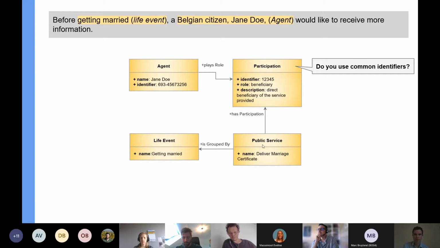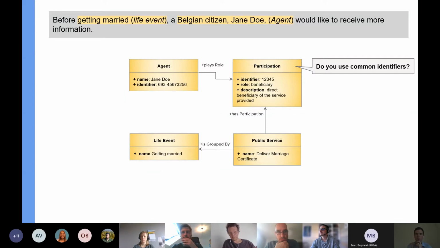Yeah, so you identify the service and the live event, for the sake of interoperability, for the sake of sharing information between the federal government, between Oudergem, between, for example, the province of Vlaams-Brabant. You need to have those interoperable at any time: the service, the live event, and maybe the role you're playing within this public service.